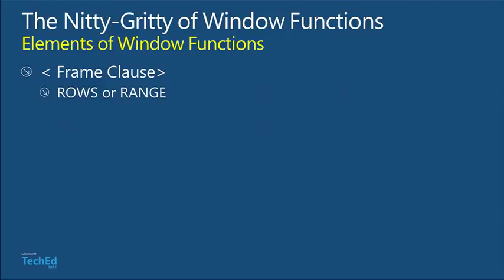The most obvious difference between ROWS and RANGE is that RANGE actually has ties in it. The tie is based on the ORDER BY clause. If your ORDER BY comes back with some same values, RANGE will put them together.